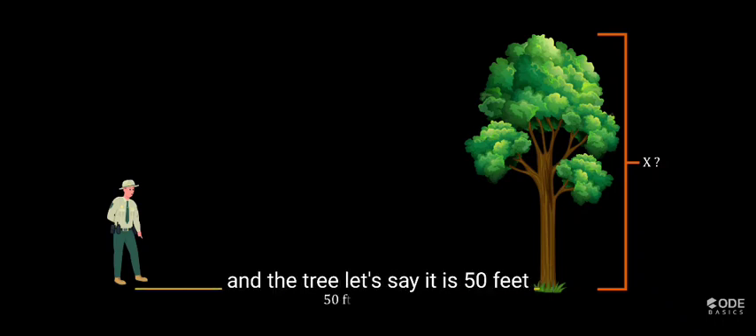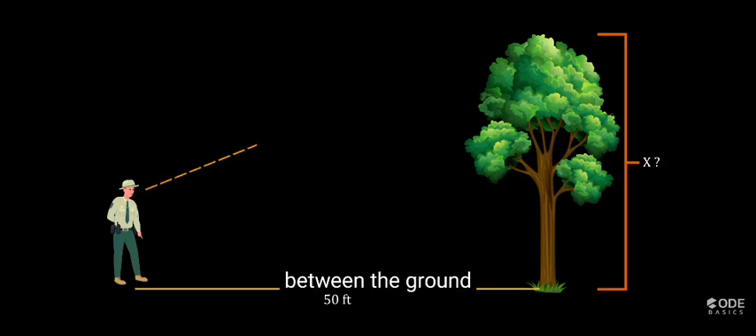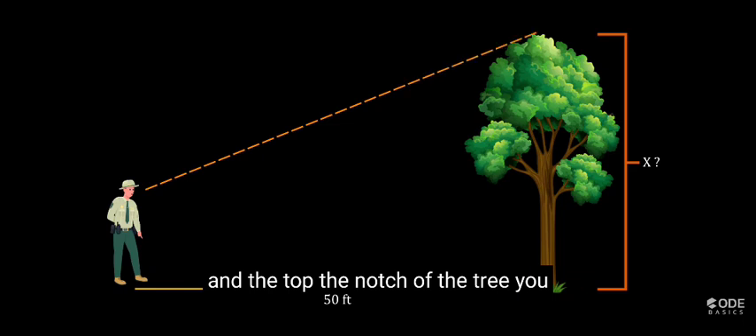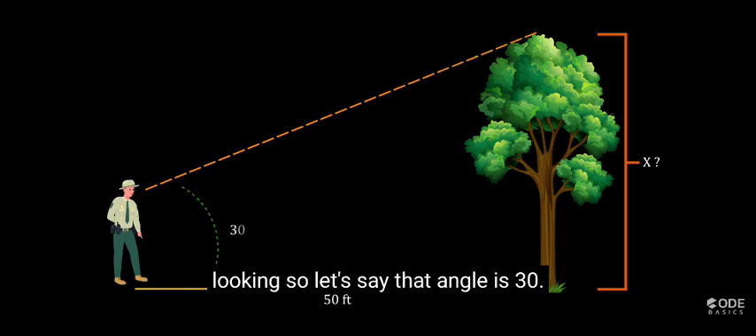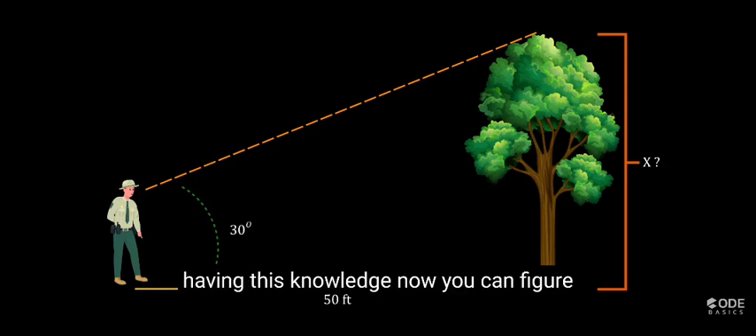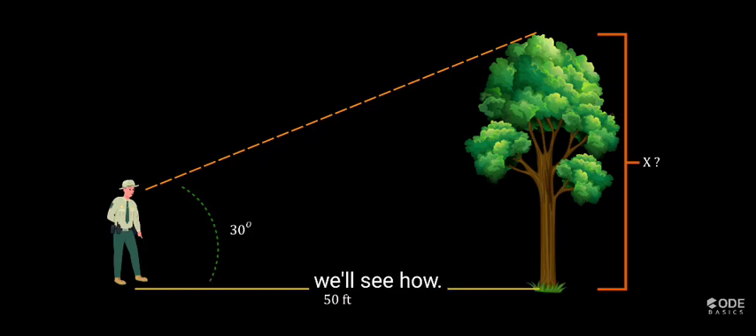Let's say it is 50 feet. Then he has an instrument using which he can measure an angle between the ground and the top, the notch of the tree, from where he's looking. So let's say that angle is 30. Having this knowledge, now you can figure out the height of the tree, and we'll see how.